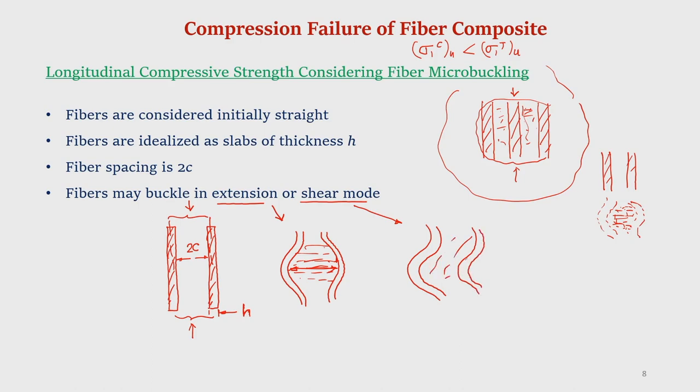in between, this is the matrix, experiences shear, and the matrix tries to resist that by its shear resistance. In this case, the matrix tries to resist this by experiencing tensile strain. So the matrix is in extension mode. Matrix experiences extensional strain in matrix. Shear strain in matrix. Therefore, the fibers could buckle in two distinct modes, extension mode and shear mode.